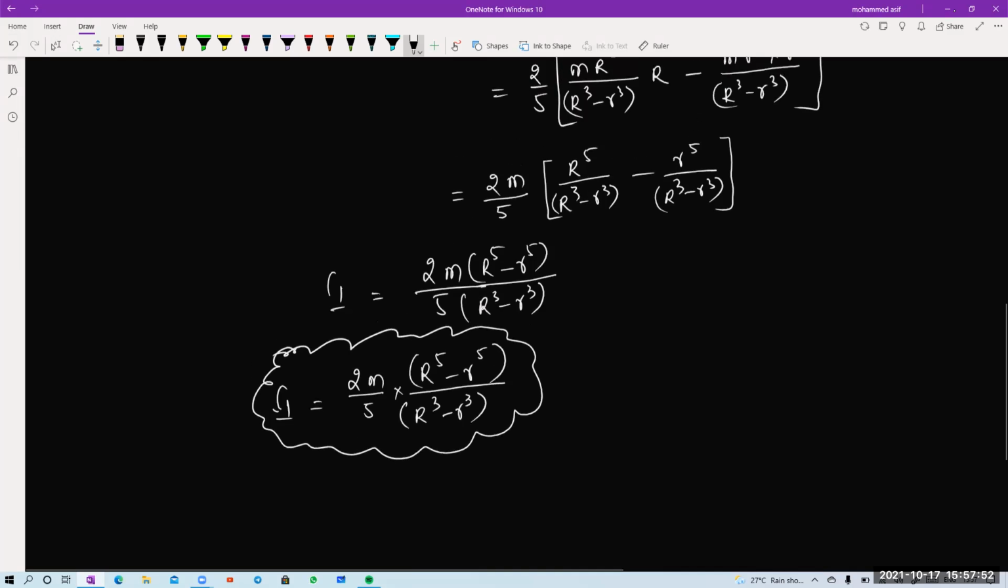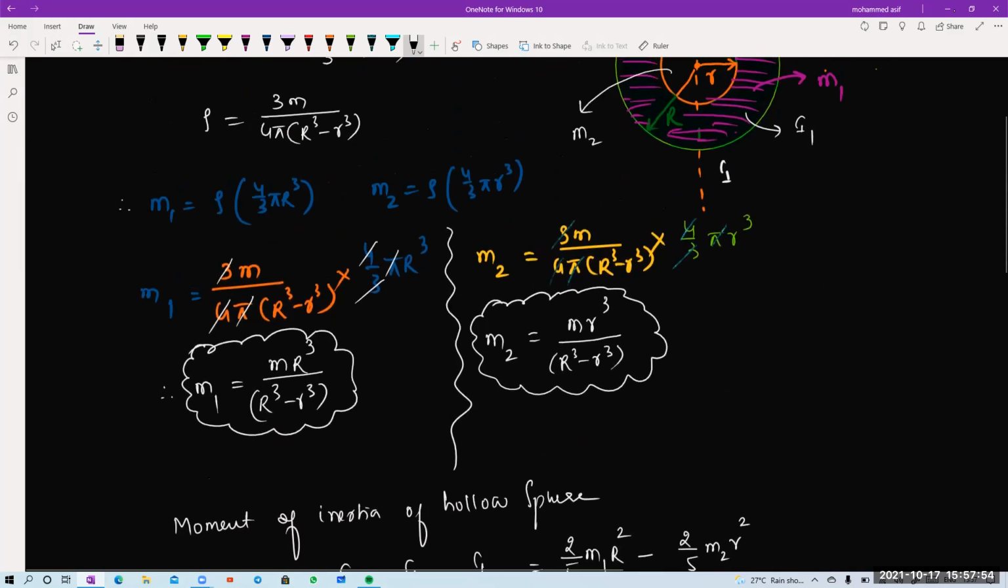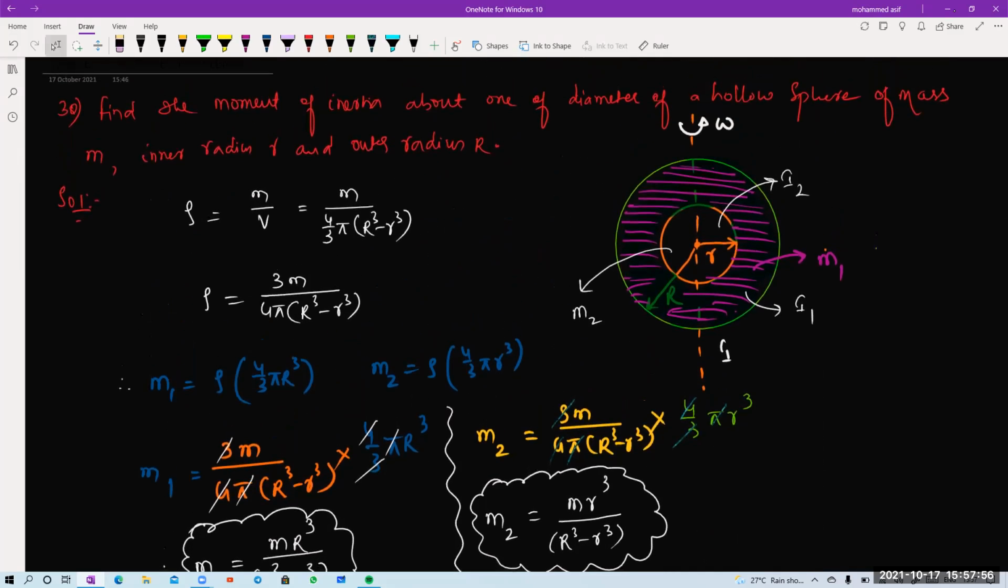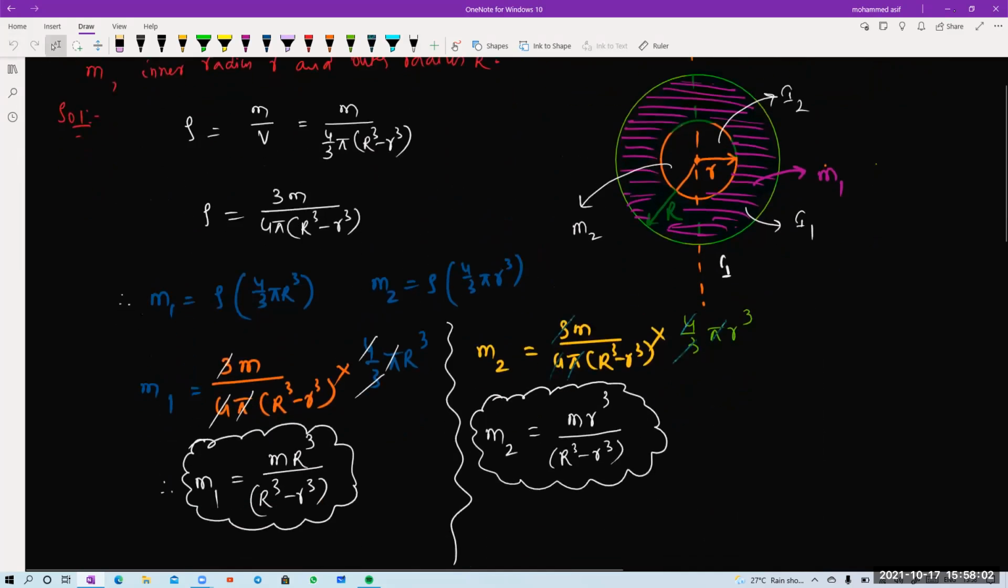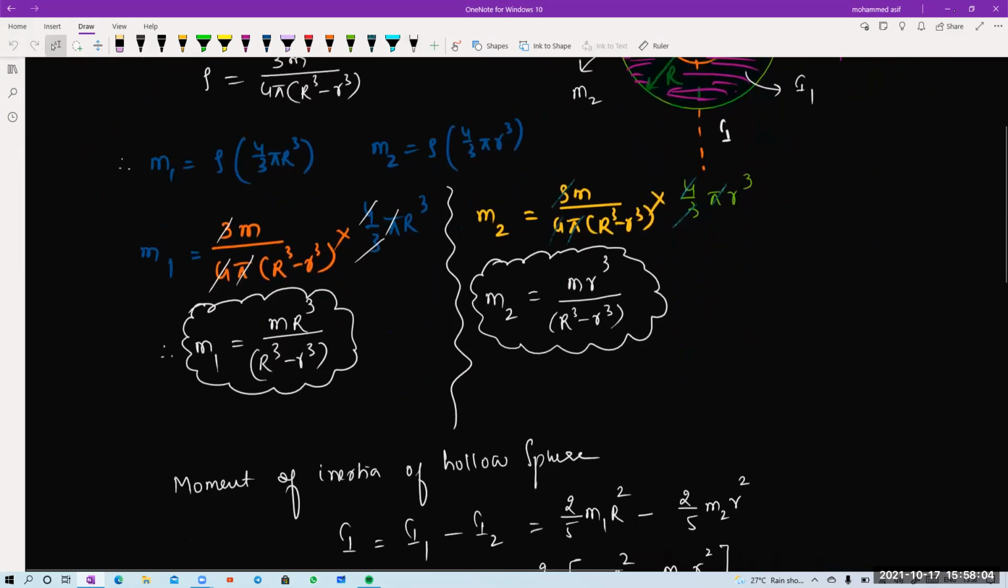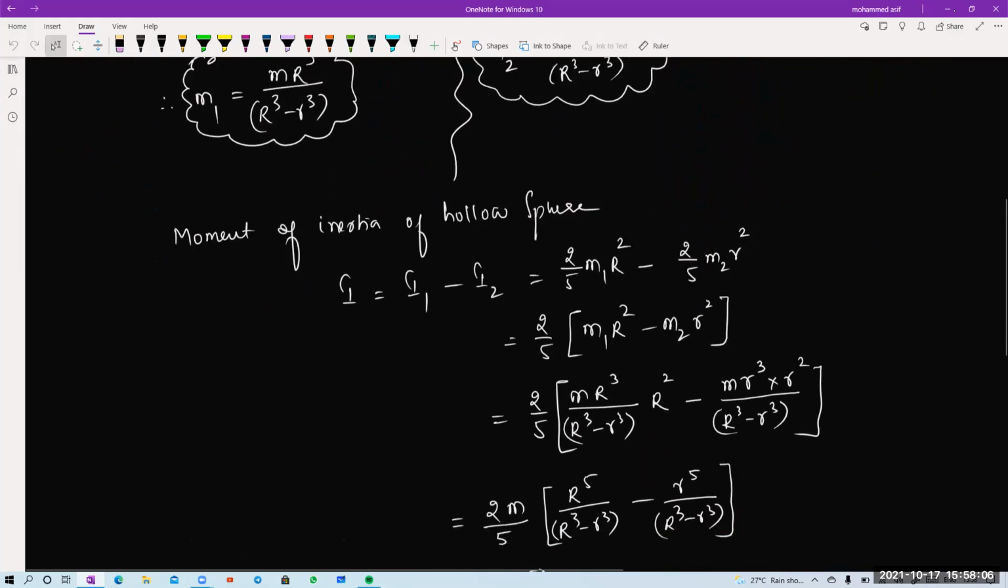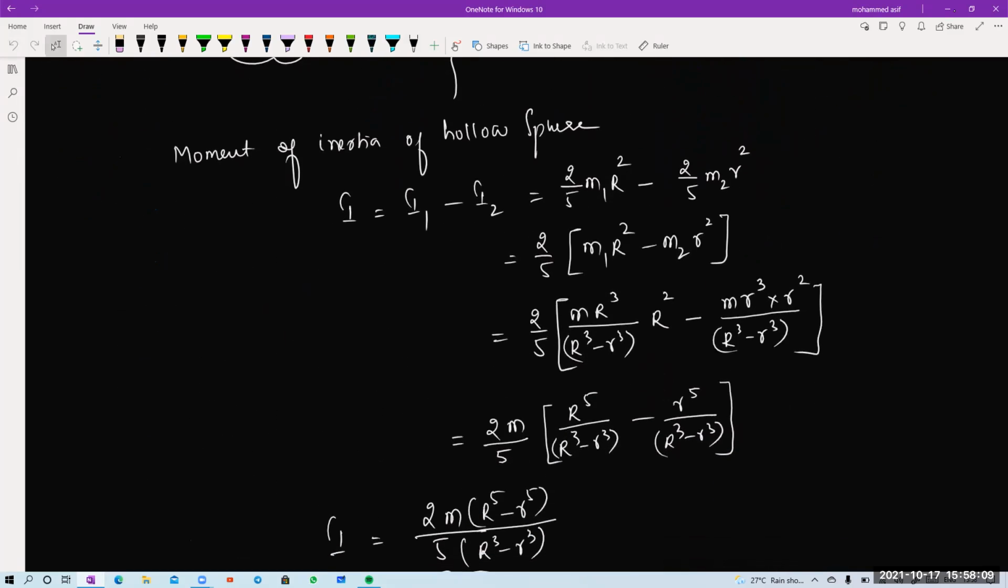Yeah, so with this we are ending this question, so please try to go through it. This is very important, beta. We just need to understand how we are taking the individual masses of the larger body and smaller body and just calculating the moment of inertia of the remaining body. If that logic is clear, then it's very easy to do the problems.